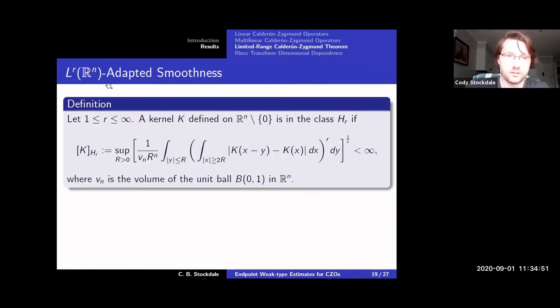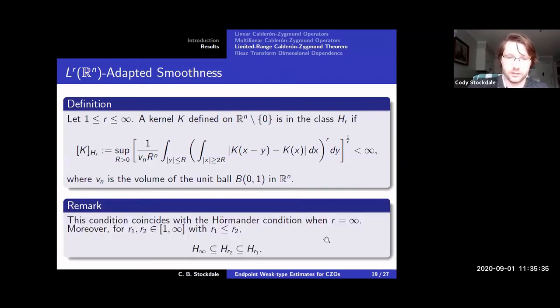We're going to say we have this LR adapted smoothness condition. We take a parameter R between 1 and infinity, and a kernel that's defined away from the origin, so it possesses some sort of singularity. We say it's in the class HR if this quantity here is finite. Remember from the previous slide, we're basically looking at what's inside these parentheses, an integral of this difference, and we were saying that was in L infinity. Instead, we're going to say it's in LR with respect to this average over a ball, uniformly over the size of these balls. So instead of taking L infinity norms, we're taking LR norms of this quantity.